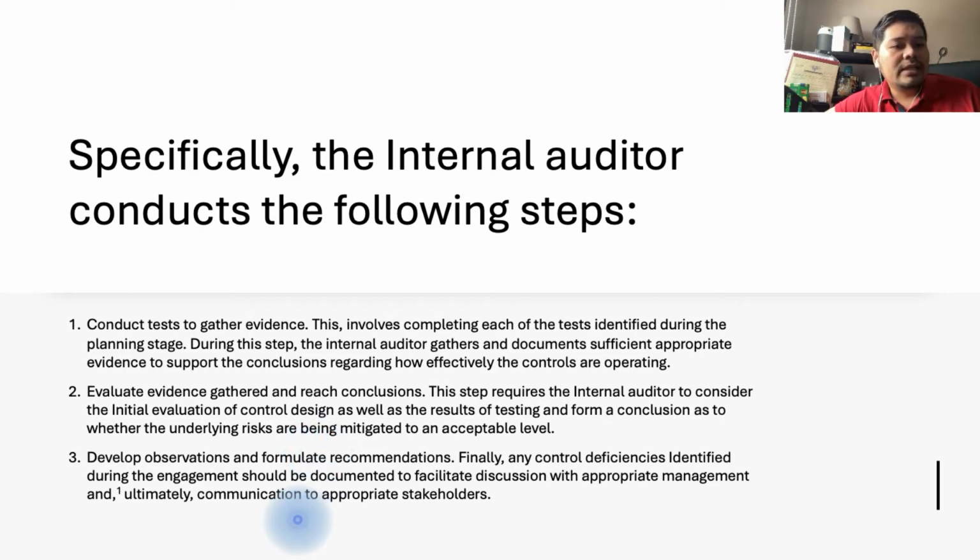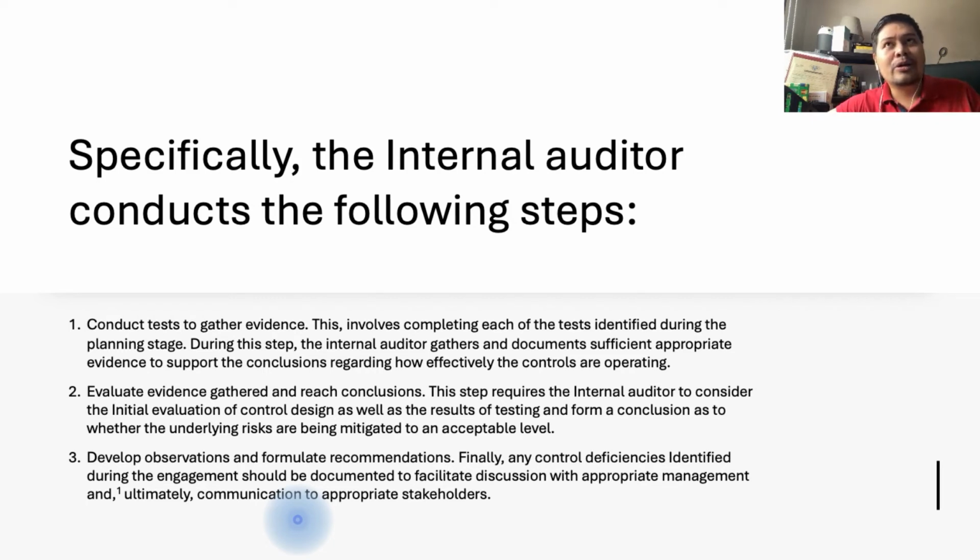Also, the last step is to develop observations and formulate recommendations. So after you gather the evidence, after you provide the conclusion, you now develop some observations and recommendations, if applicable. If there are certain areas that need further improvement. If there are none, you can just give observations. Not necessarily does our audit have recommendations. It's possible that our process is already good.